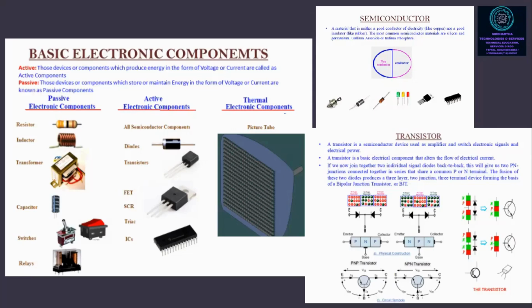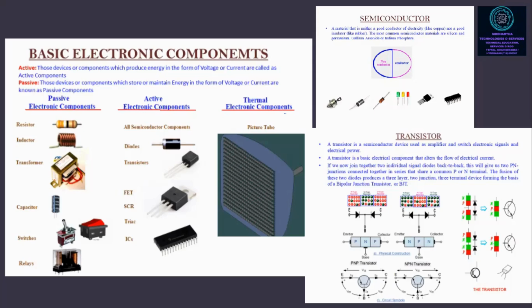Whereas passive components, which are resistors and capacitors that we have already seen in previous videos, are components which store or maintain energy in the form of voltage or current. That is the main difference. You can see passive components on one side and active components on the other. Last time we discussed diodes; today we are discussing the transistor, BJT, FET, and MOSFETs.